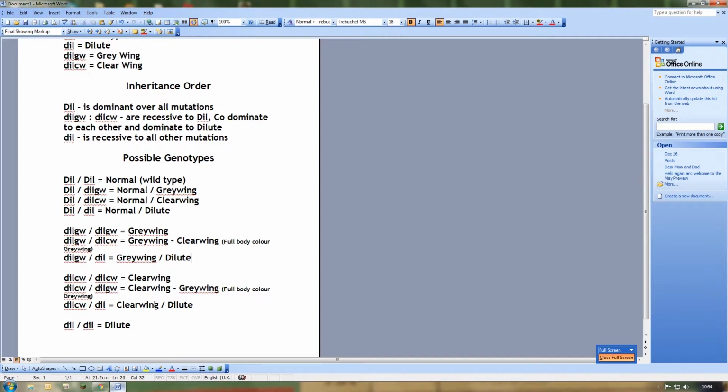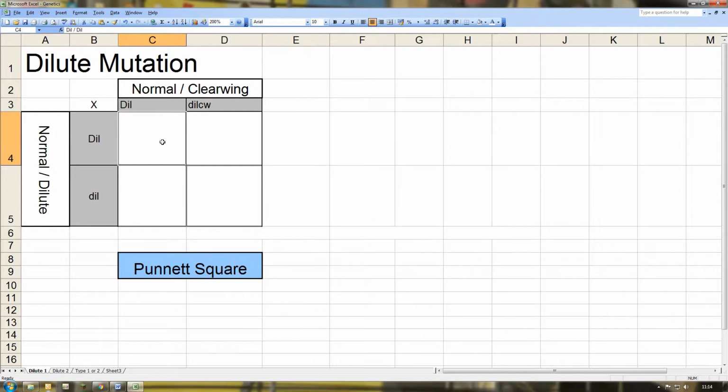So it's incomplete dominance or co-dominance, and there's an in-between stage, a little bit like the single factor spangle. There is an in-between stage in terms of that bird. So let's have a little bit of practice with some pairings then using the Punnett square. So here we are with our first Punnett square that you should all recognise, and we're going to look at pairing two normal split birds.